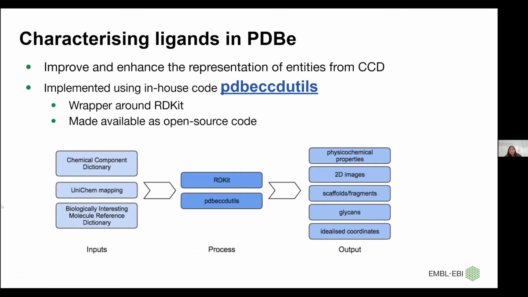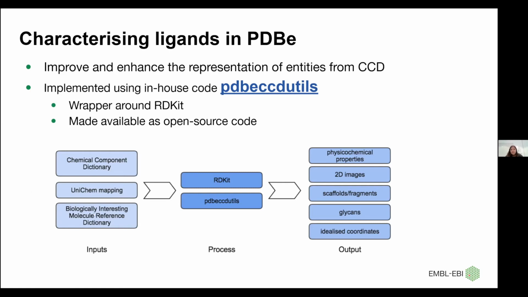And so all this information is generated by an in-house code, which we call PDBe CCD utils. This is essentially a wrapper around RDKit, and this is open source code. Any one of you can go to GitHub, download the code, and use it to do the exact same things: identifying scaffolds, fragments, even similar ligands to a given library, and create your own images.